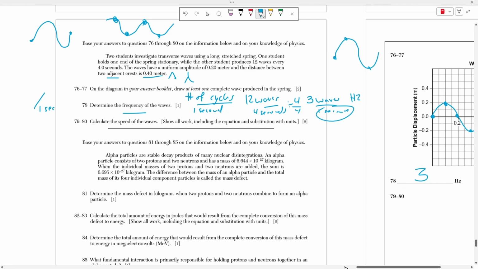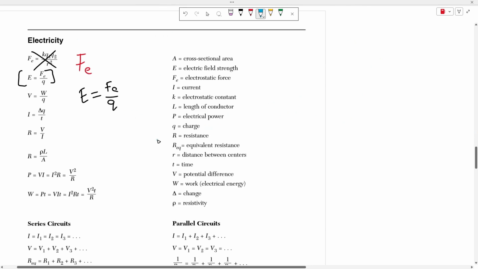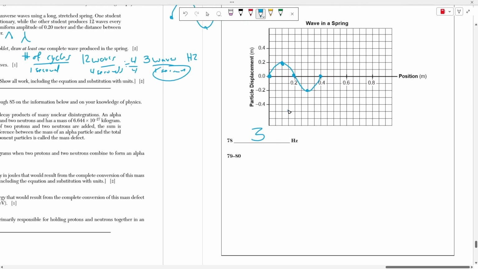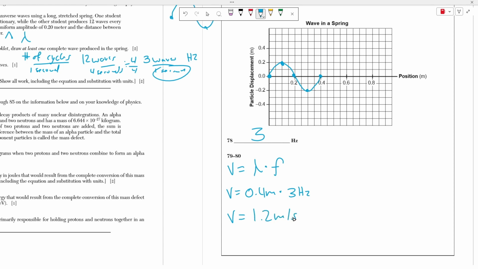So if I'm calculating the speed of the wave, I'm going to go ahead and look at my reference table for the proper formula. I see that my speed of a wave is equal to the frequency times the wavelength. So I calculated the frequency to be 3 hertz, and I know my wavelength is 0.4 meters. So I can just write that my velocity, or my speed, is equal to the wavelength times the frequency. So my velocity is equal to a wavelength of 0.4 meters times a frequency of 3 hertz. Okay, that means my velocity is going to be 1.2 meters per second. Right? So that's all we have to do to get full credit for this problem, right?